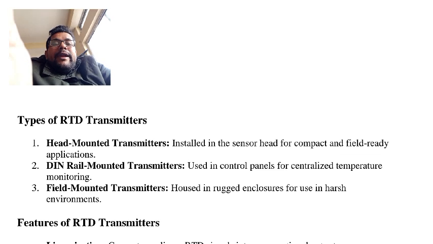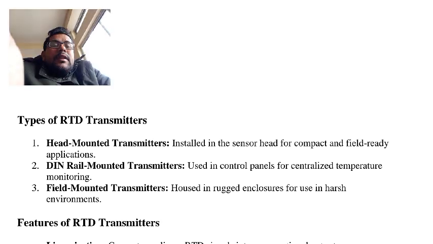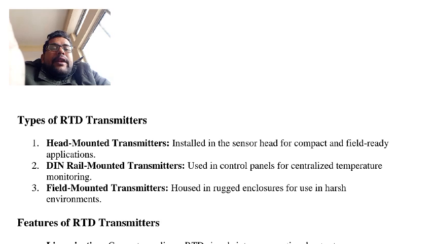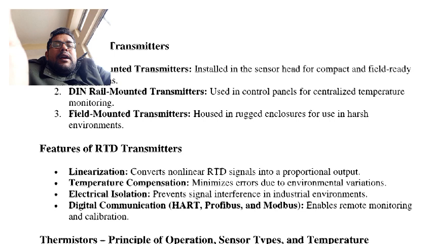First is the head mounted transmitter RTD. It is installed in the sensor head for compact and field ready applications. DIN rail mounted RTD is used for control panels and centralized temperature monitoring. Field mounted RTD has a rugged enclosure housing to use in harsh environments. So these are the different types of connection and where we can use the RTD.